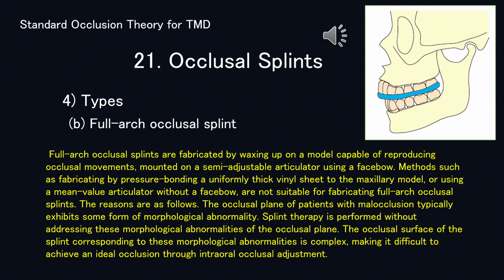The occlusal plane of patients with malocclusion typically exhibits some form of morphological abnormality. Splint therapy is performed without addressing these morphological abnormalities of the occlusal plane. The occlusal surface of the splint corresponding to these morphological abnormalities is complex, making it difficult to achieve an ideal occlusion through intraoral occlusal adjustment.